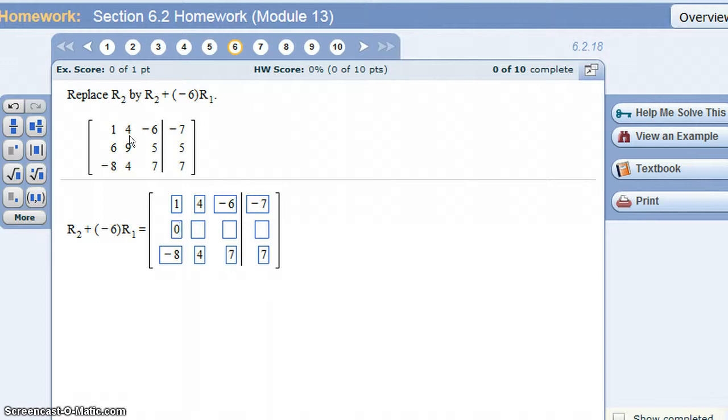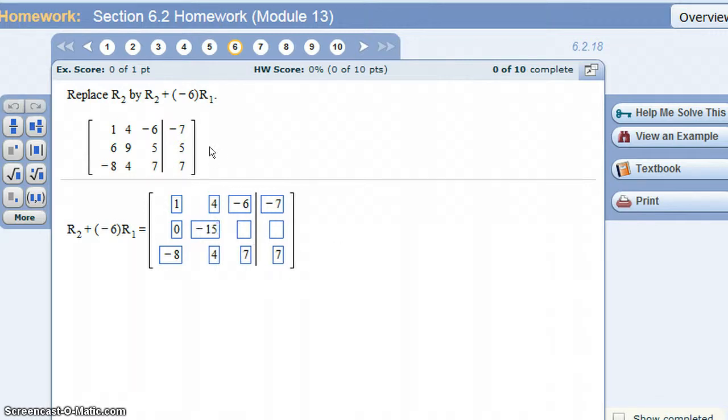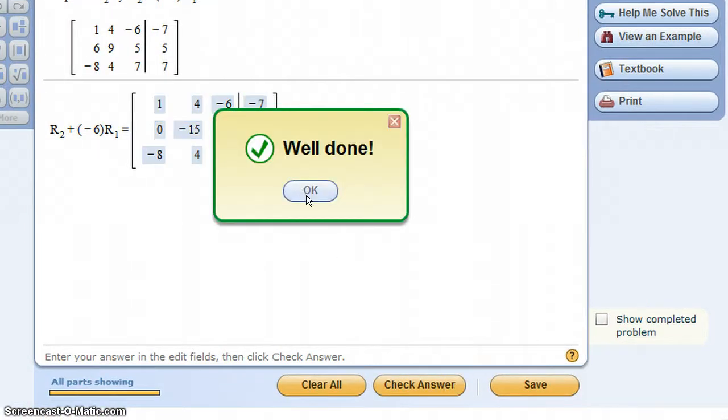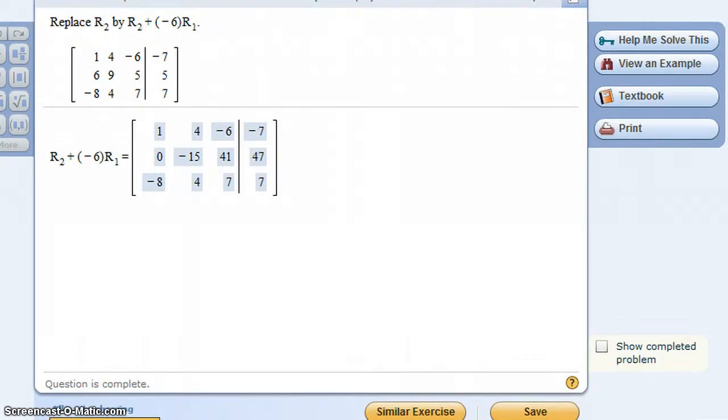-6 times 4 is -24. -24 plus 9 would be -15. And let's see, I guess there are two more. -6 times -6 would be +36, plus 5 would be 41. And -6 times -7 would be 42, and 42 plus 5 would be 47. So you do this, and you would hit enter and check to see if you got it right, and well done. There are several problems like this.